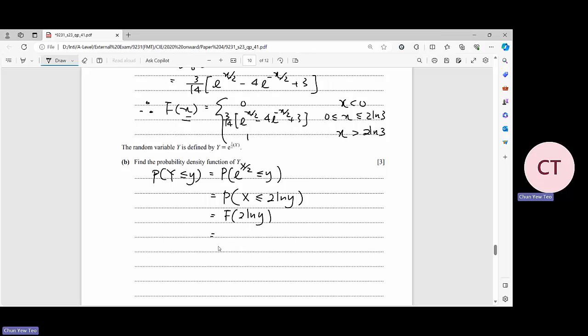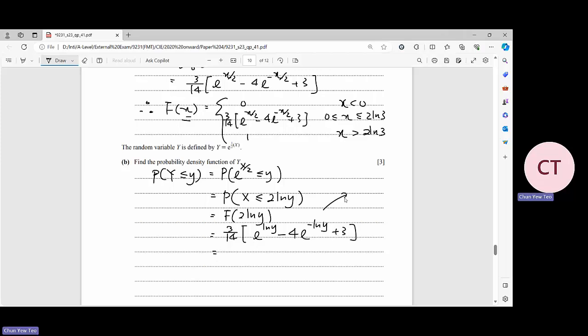So this one will be, I think I just copy down this one first. I don't need to find the piecewise function yet. So this one is 3 over 14 e power of 2 ln y divided by 2, so it's ln y, minus 4 e power negative 2 ln y over 2, which is negative ln y, plus 3.